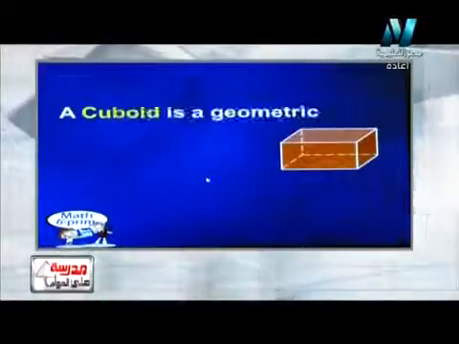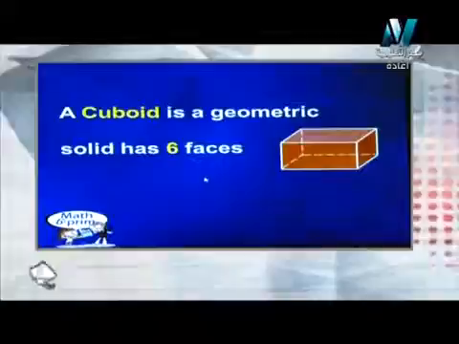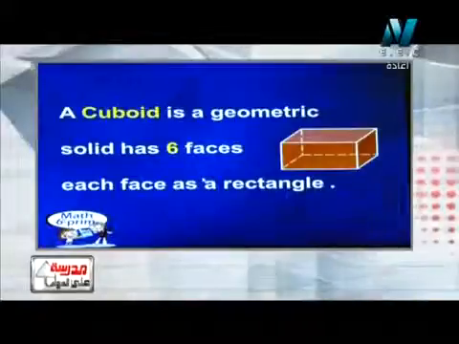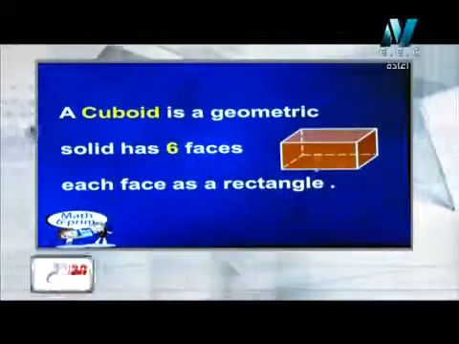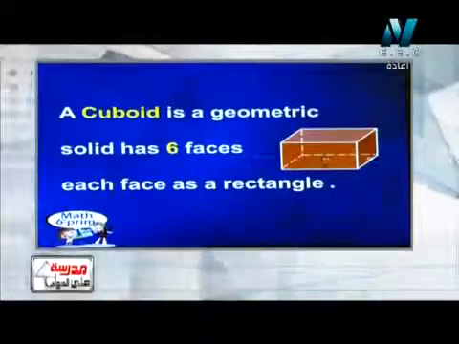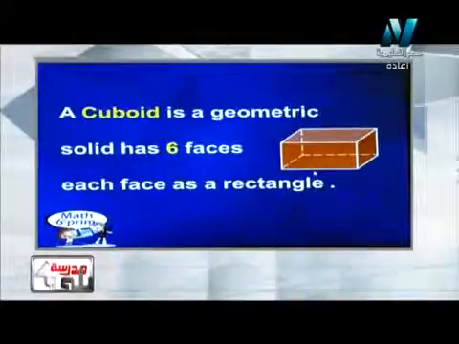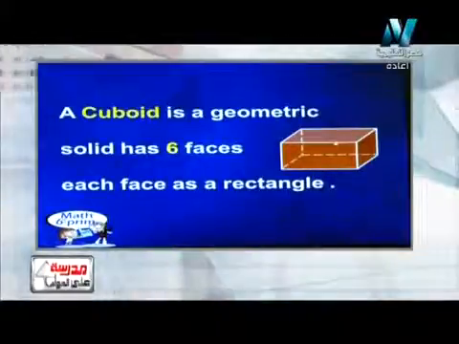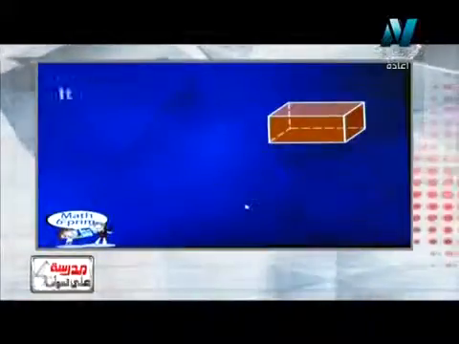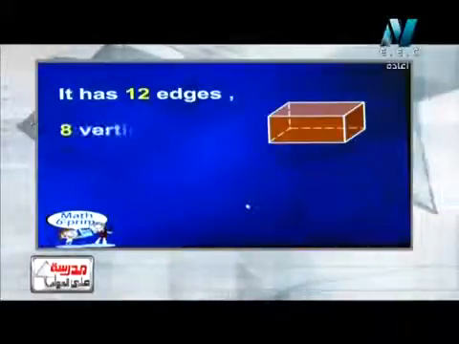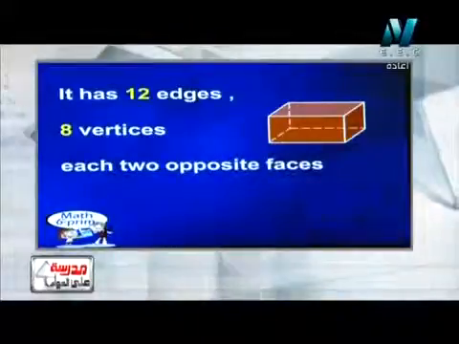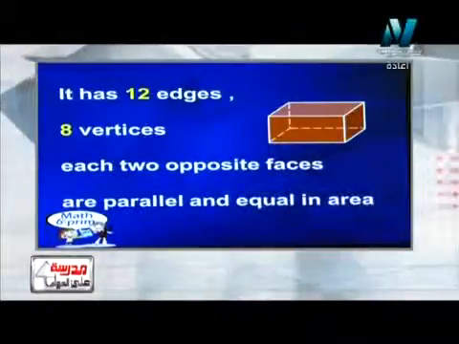Let's study a cuboid. A cuboid is a geometric solid, as we said before, that has 6 faces. Each face is a rectangle. The face of a cuboid, as you see, is a rectangle. 6 faces: 1, 2, 3, 4, and up, down. Each face is a rectangle. The second property of a cuboid: it has 12 edges and 8 vertices. Each 2 opposite faces are parallel and equal in area.